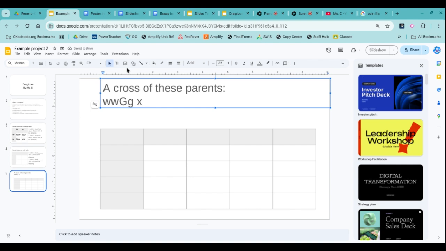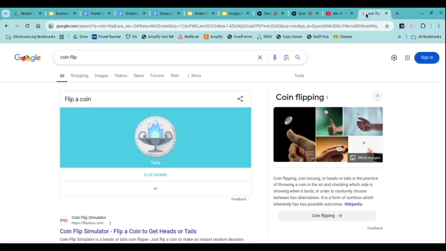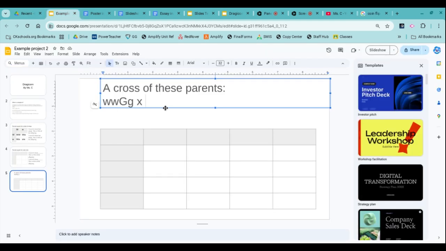The second parent I'm going to do is, let's find out. Dominant, dominant, dominant. Uh-oh. Well, that's going to make this punnett square easy peasy. Dominant, dominant, dominant, dominant. There you go.